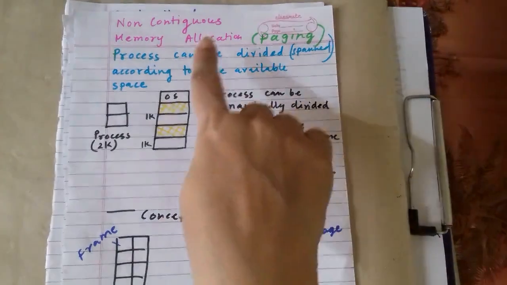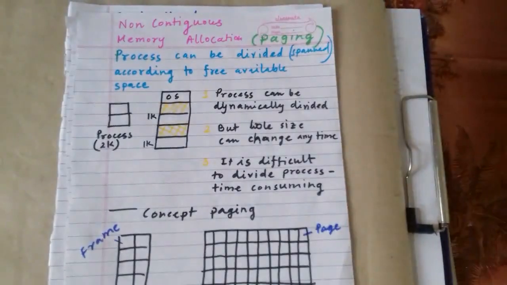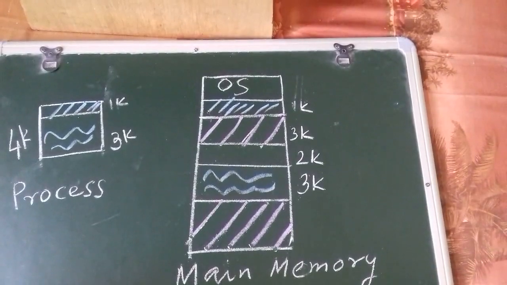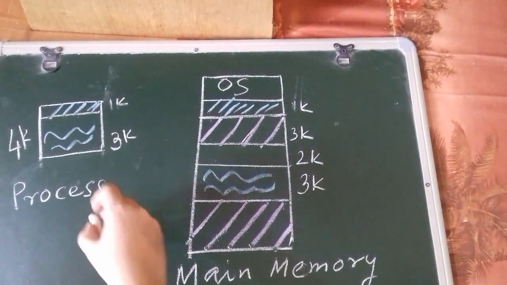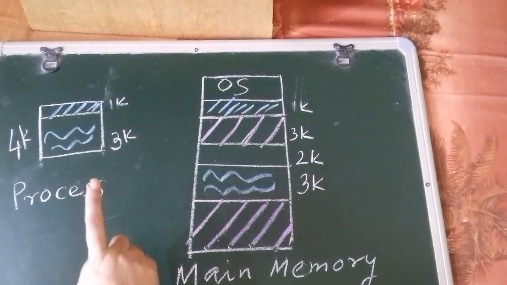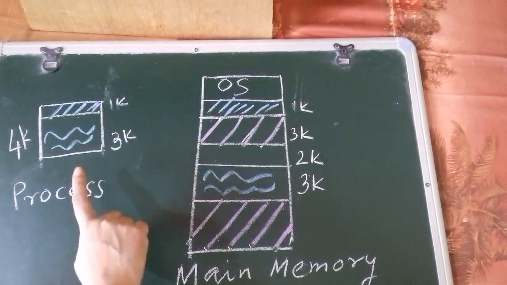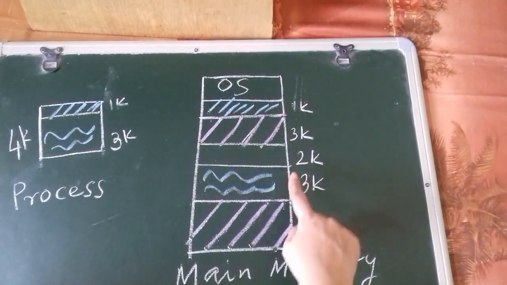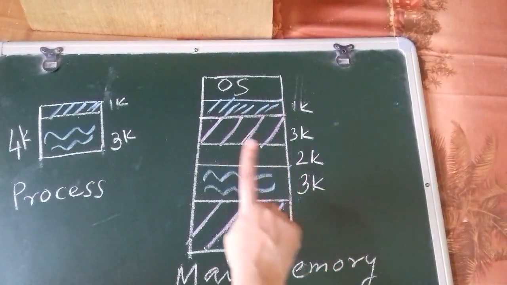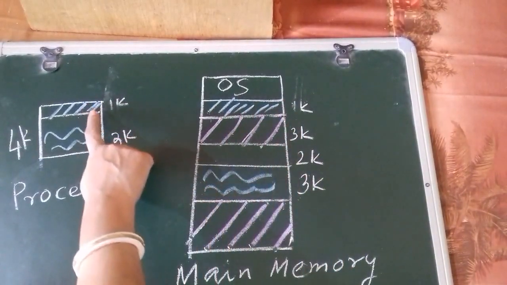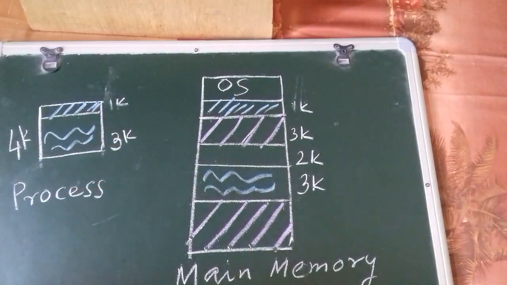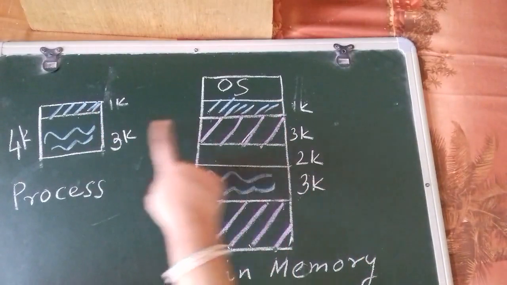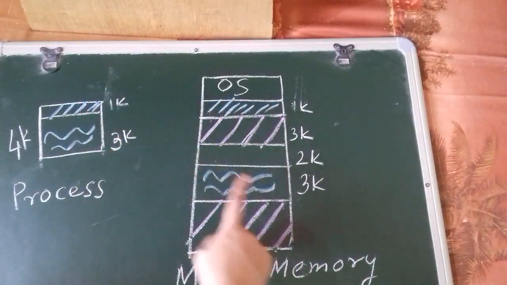In non-contiguous memory allocation, suppose we have a process of 4k, and we have a free space of 1k and a free space of 3k. We can divide the process into two parts, one 1k and one 3k, based on the available free space, and allocate them. The 1k we can allocate here, the 3k we can allocate here.